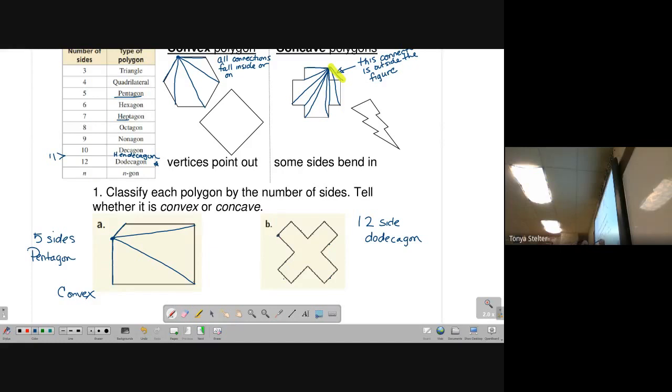B, pick a vertex, and you can see if I just connect this vertex to this vertex, that falls outside, so that makes this concave.